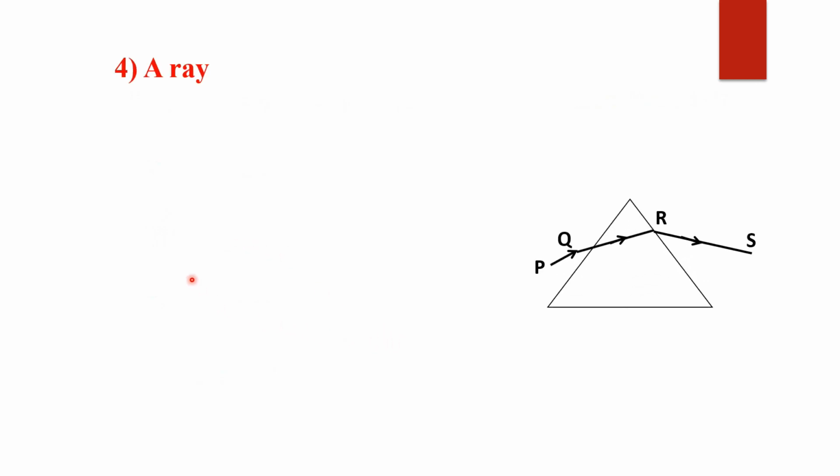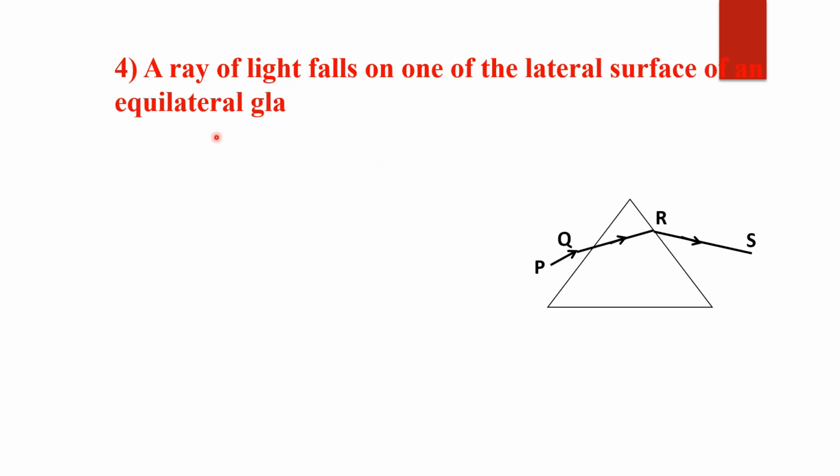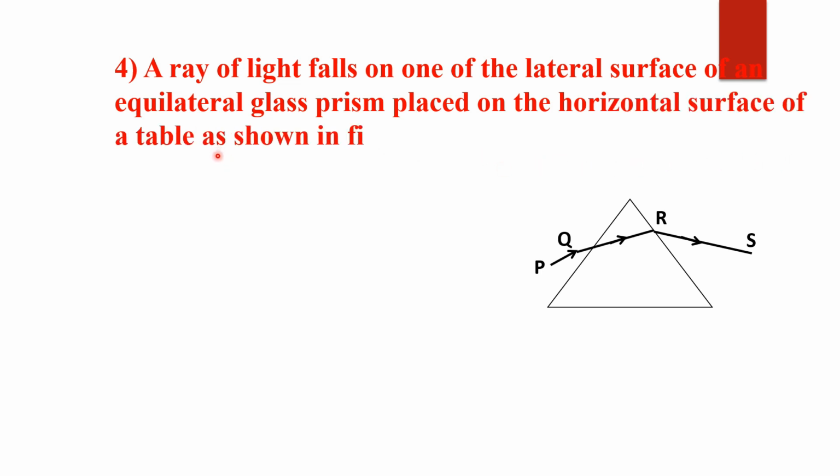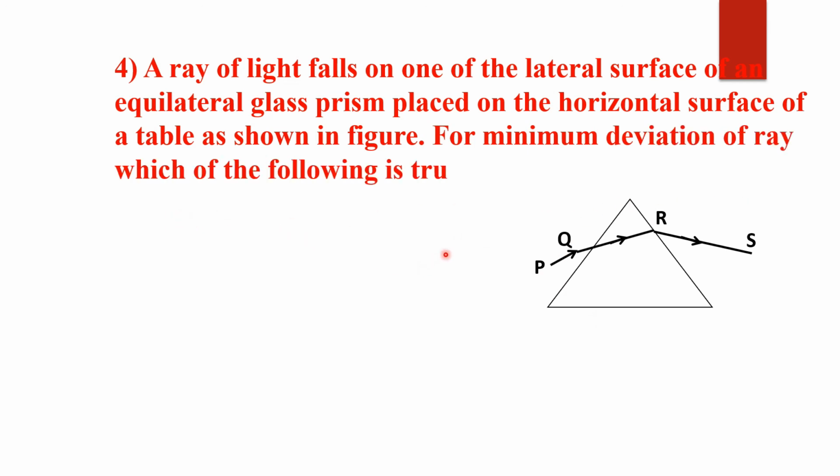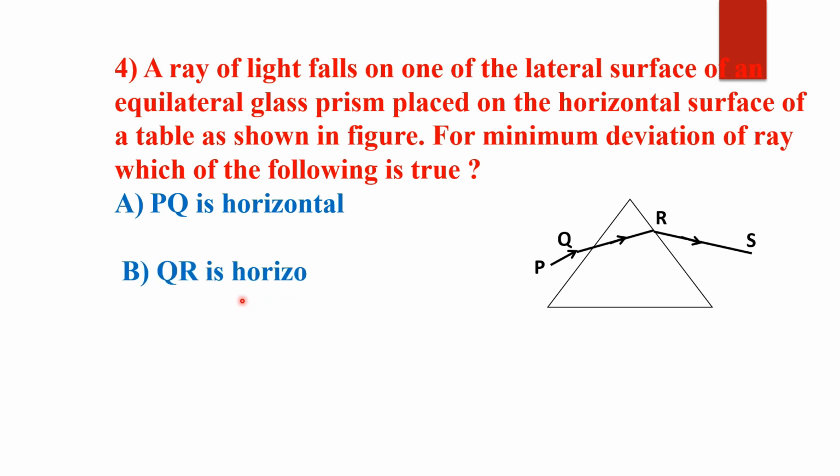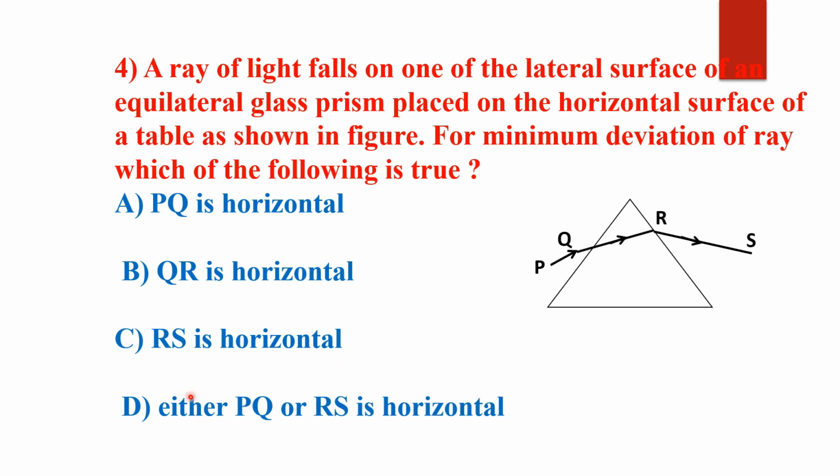Next, see this picture here. A ray of light falls on one of the lateral surfaces of an equilateral glass prism placed on the horizontal surface of a table as shown in the figure. For minimum deviation of the ray, which of the following is true? PQ is horizontal, QR is horizontal, RS is horizontal, either PQ or RS is horizontal. Here, for minimum deviation of the ray, QR is horizontal. Option B is correct. Okay.